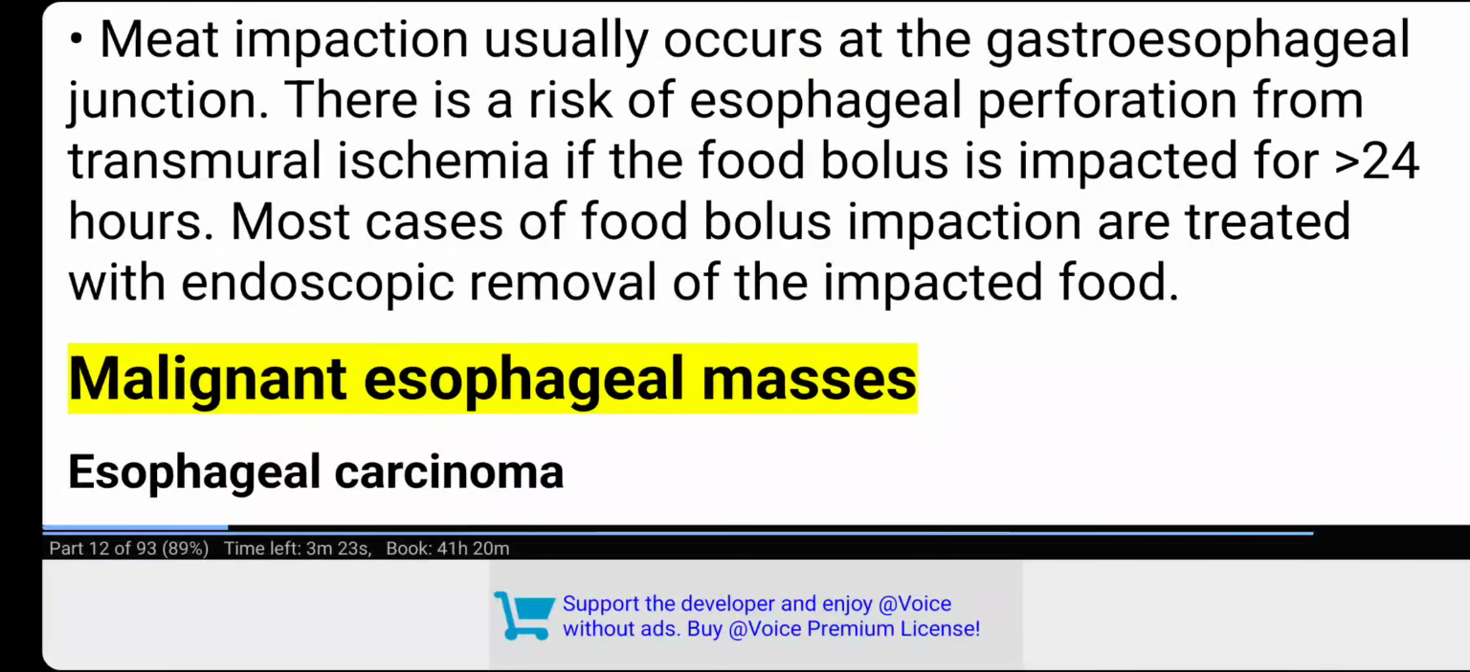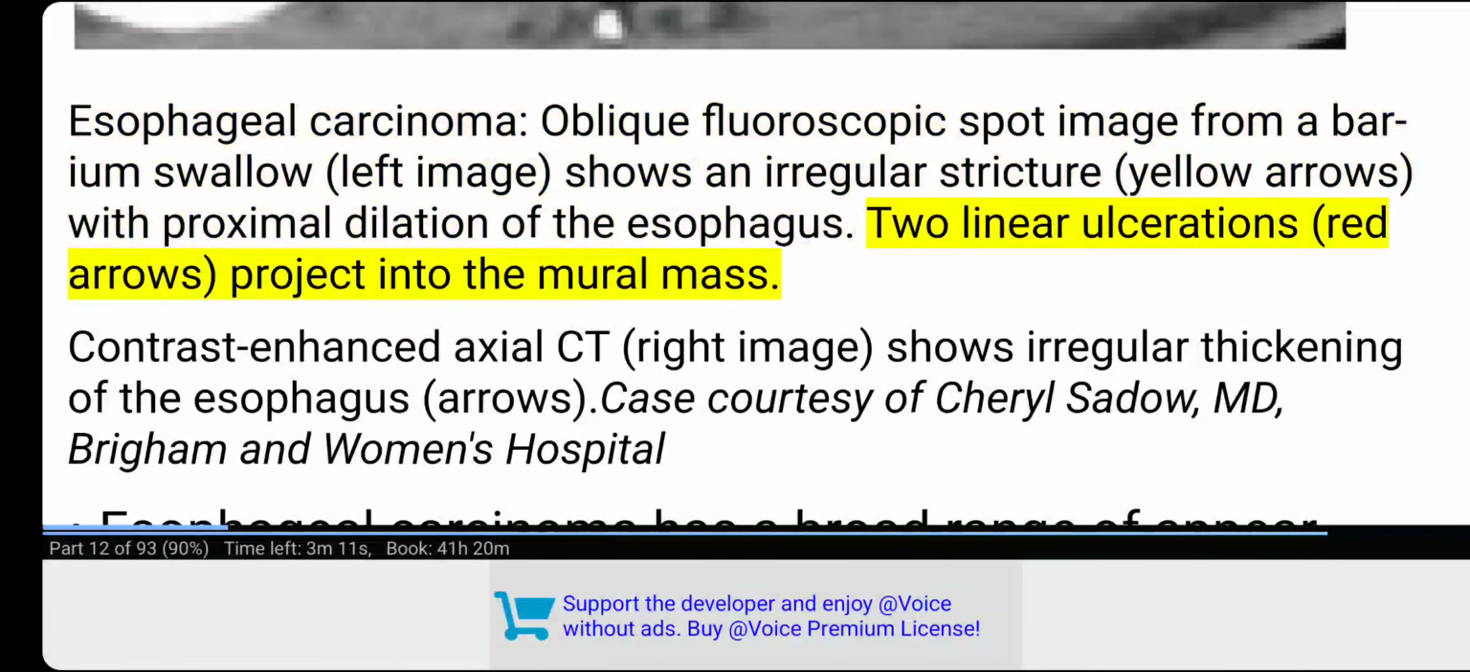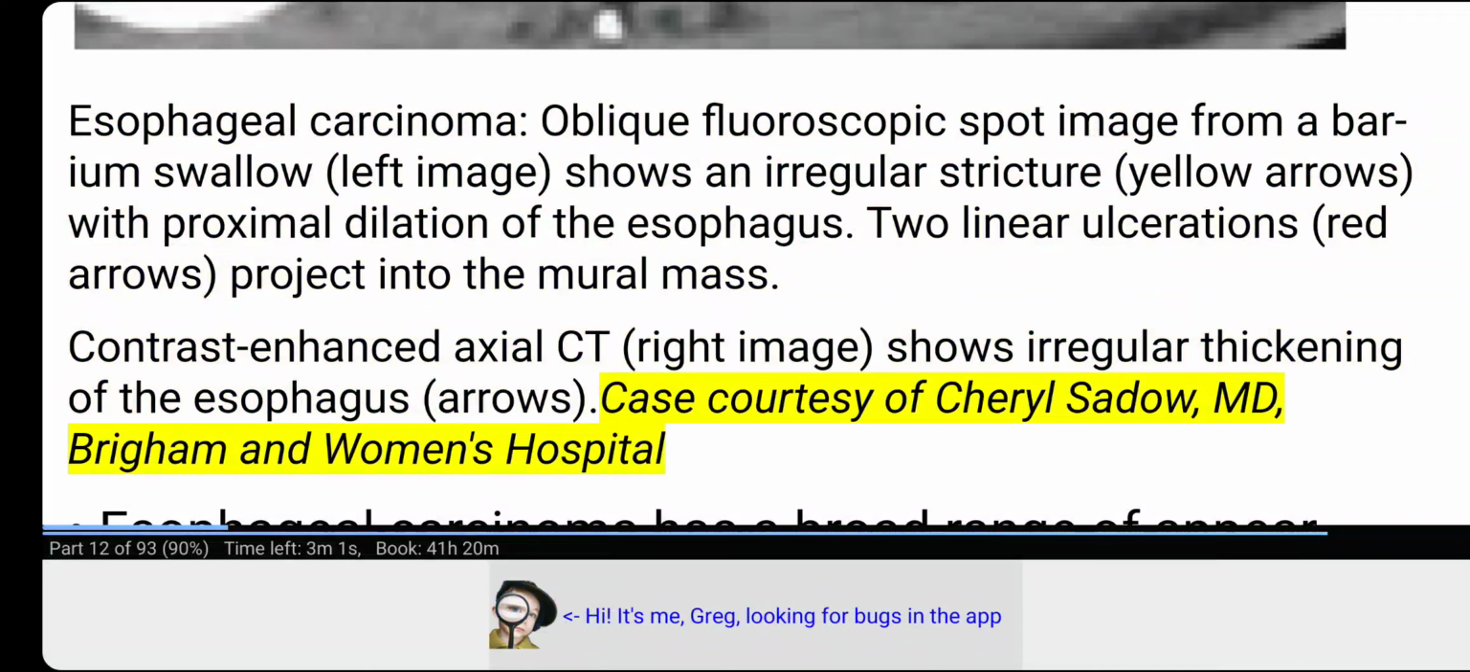Malignant esophageal masses. Esophageal carcinoma. Oblique fluoroscopic spot image from a barium swallow, left image, shows an irregular stricture, yellow arrows, with proximal dilation of the esophagus. Two linear ulcerations, red arrows, project into the mural mass. Contrast-enhanced axial CT, right image, shows irregular thickening of the esophagus, arrows. Case courtesy of Cheryl Sato, MD, Brigham and Women's Hospital.